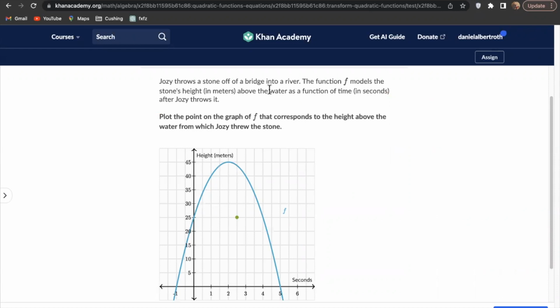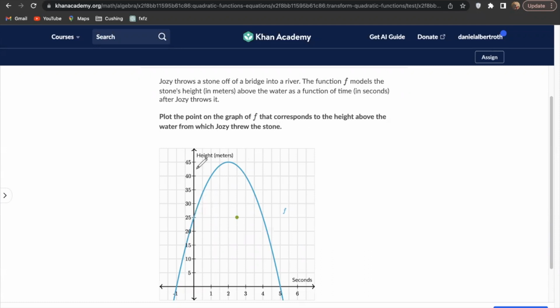So this says Josie throws a stone off a bridge into a river. The function f models the stone's height in meters above the water as a function of time in seconds. Plot the point on the graph of f that corresponds to the height above the water from which Josie threw the stone. So I like this question.